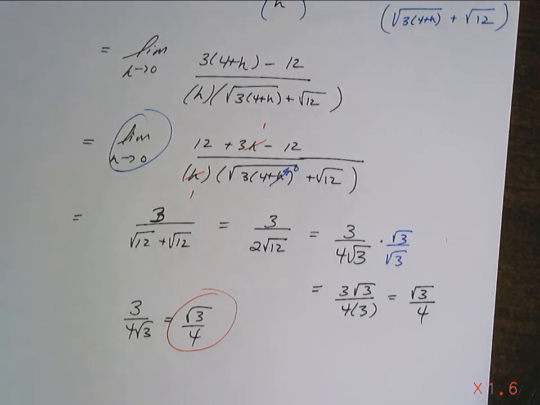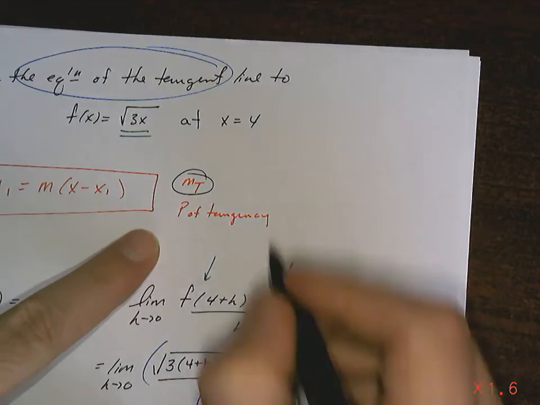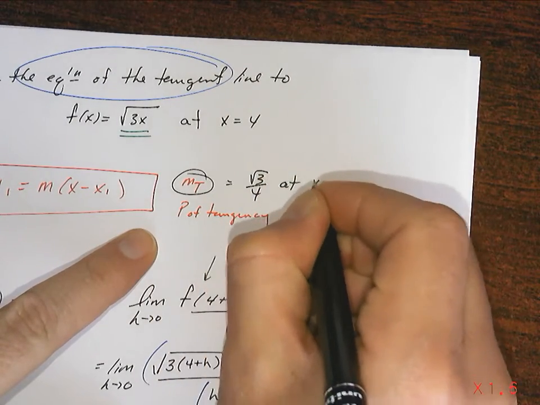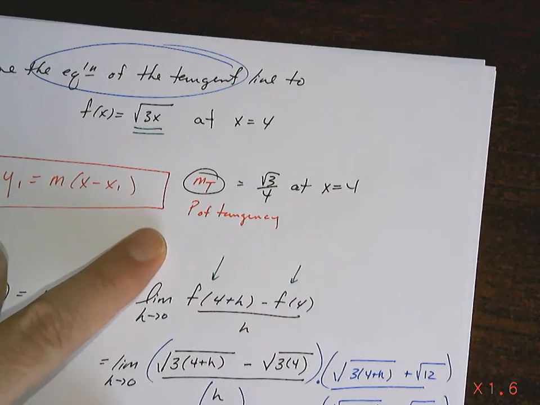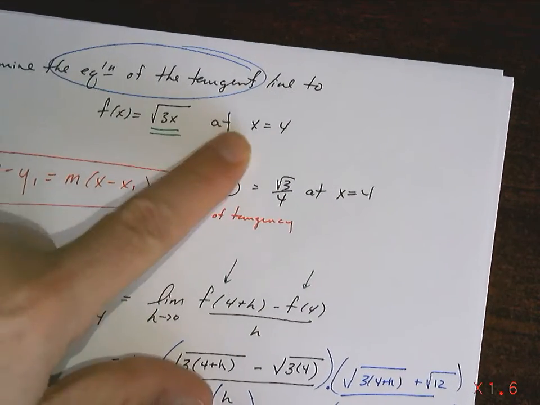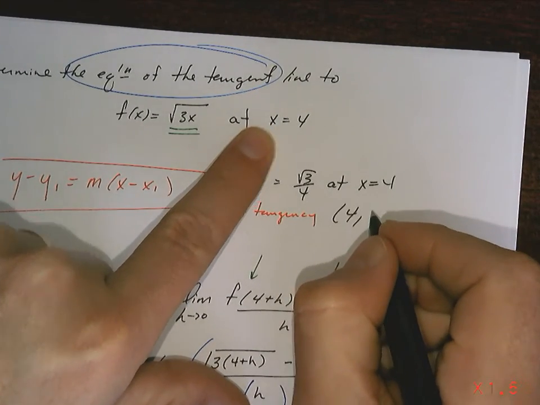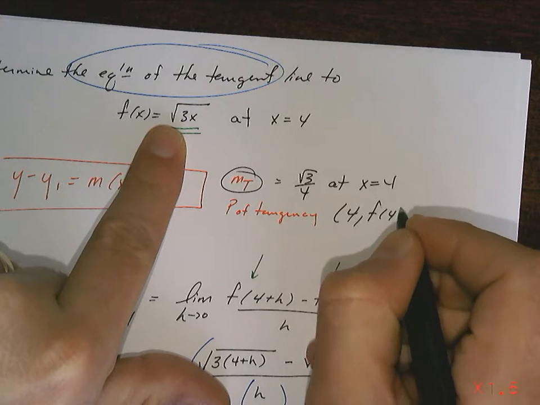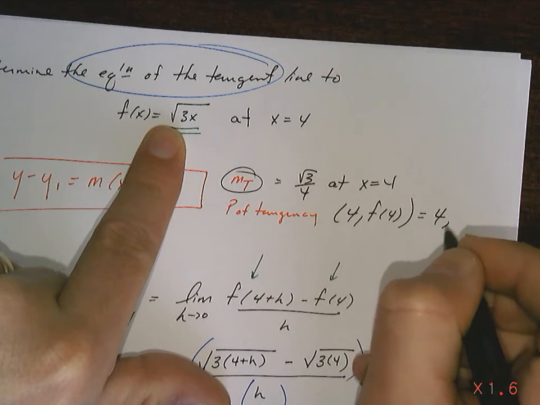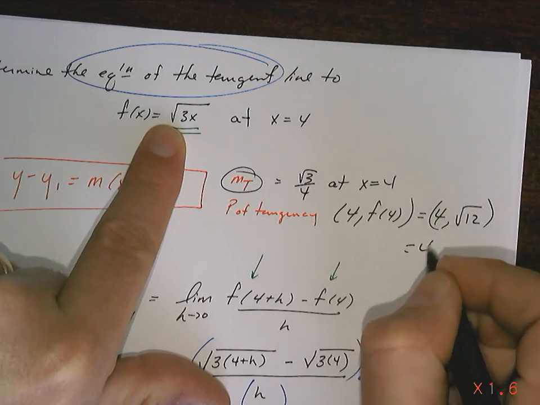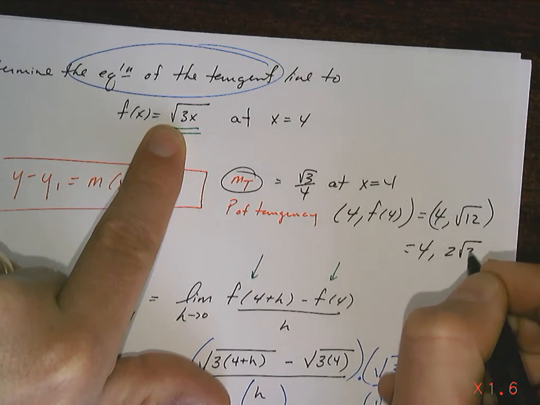Okay? So I have the slope of the tangent. The slope of the tangent is root 3 over 4 at x equals 4. Do I know the point of tangency? Well, it's at x equals 4, so the point of tangency is going to be 4 comma f of 4, which is going to be 4 comma root 12, which is going to be 4 comma 2 root 3.